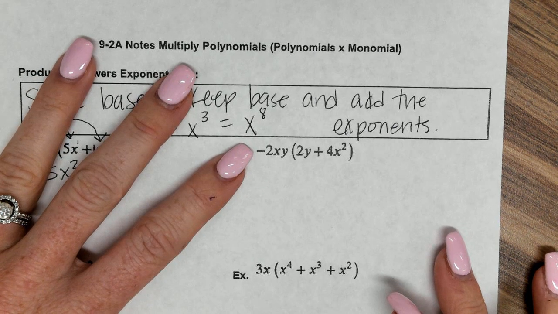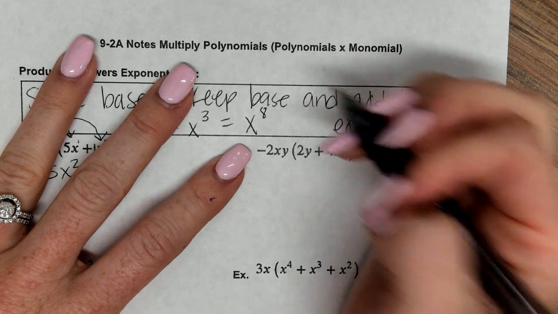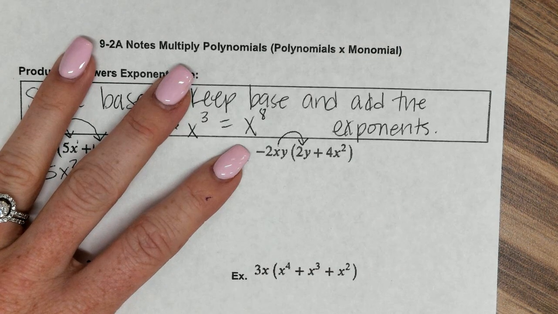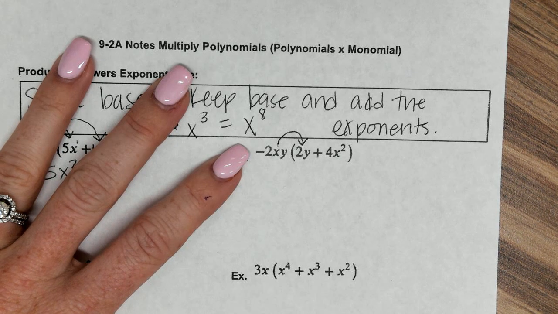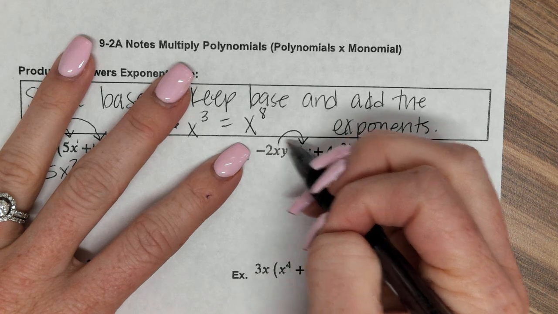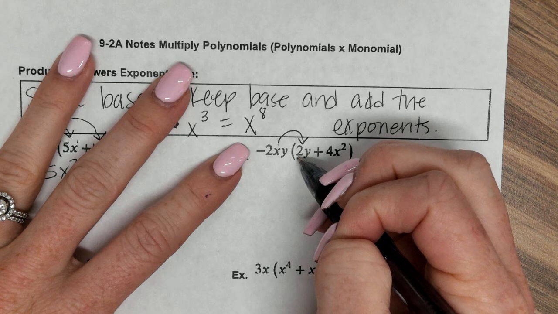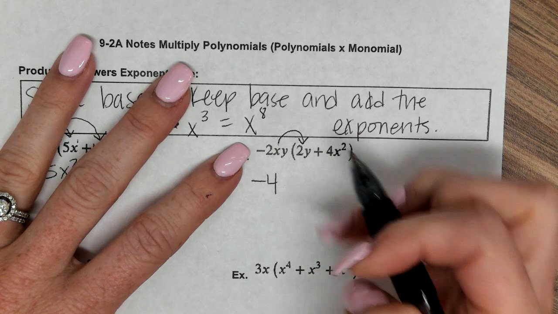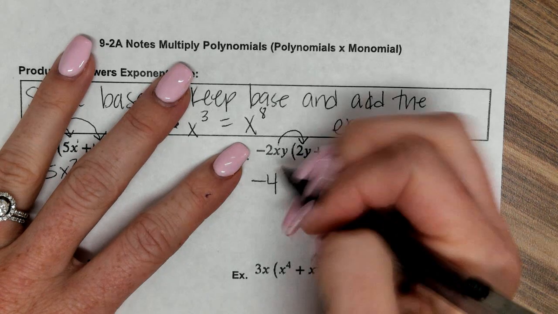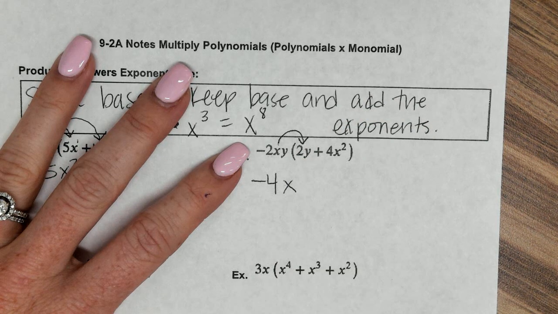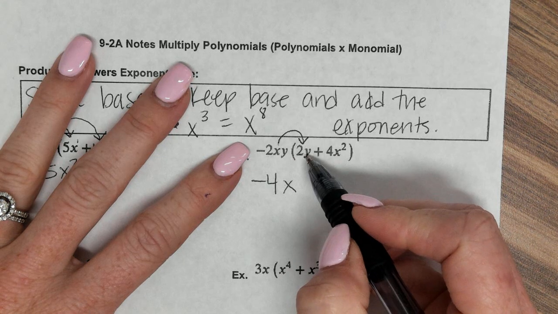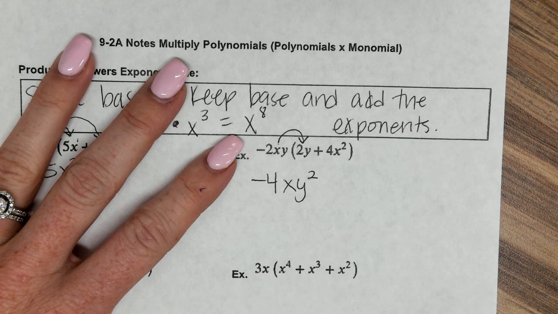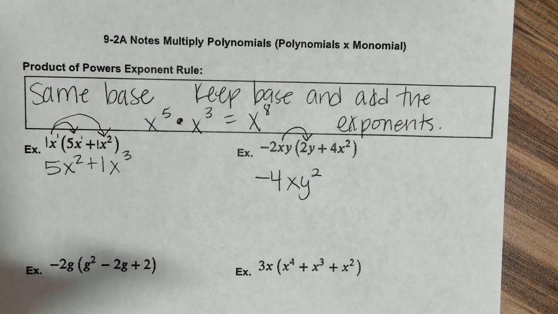I don't see everybody paying attention. I'm going to do this monomial times this first term. So I'm going to do negative 2 times 2. Negative 4. Now, the x is there by itself, so x times whatever is just x. And y times y is y squared. What do y'all think? Are y'all okay?